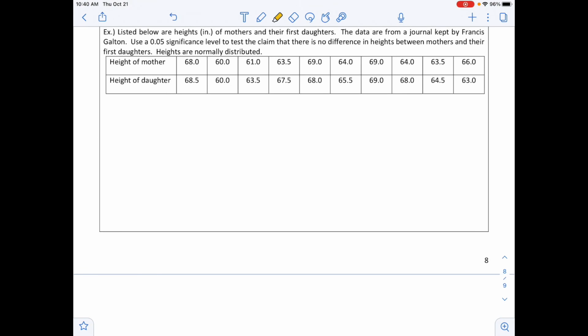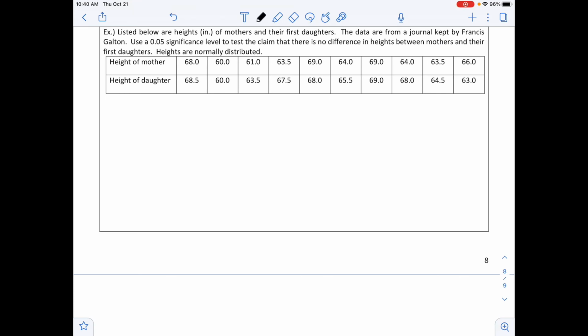And this one says, listed below are the heights in inches of mothers and their first daughters. The data is from a journal kept by Francis Galton. Use the 0.05 significance level to test the claim that there is no difference in the height between mothers and their firstborn daughters. And then you'll also see that it says that heights are normally distributed. Again, we don't have a large enough sample, so that's why that's important to be stated.